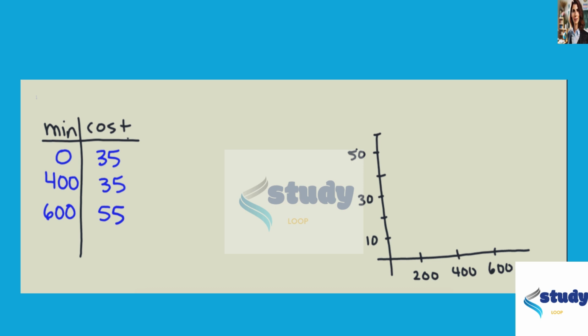So we have number of minutes 0, cost $35. Number of minutes 400, cost $35. We have a horizontal line segment. Number of minutes 600, cost $55. Now we have a line segment that's increasing.